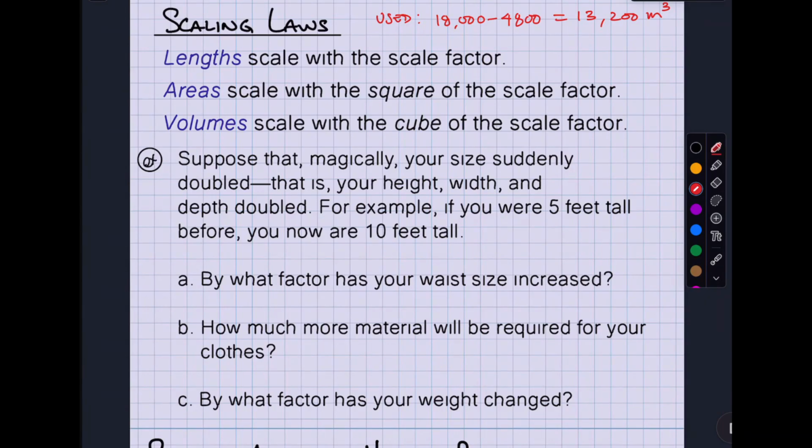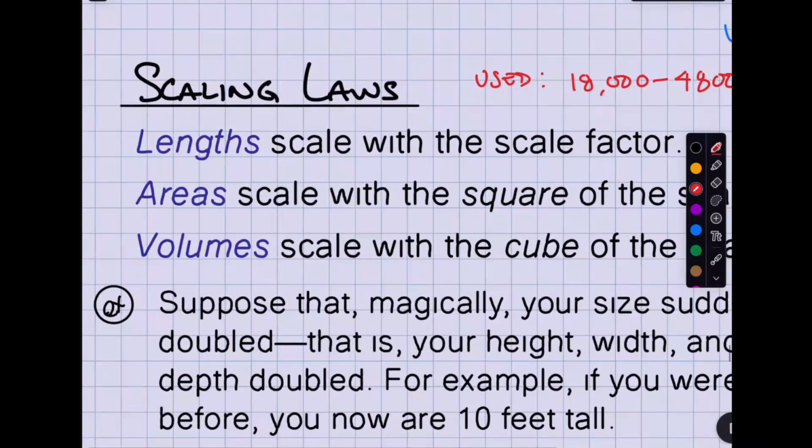So here's the thing. Length scales with the scale factor. So if it's length, then the scale factor was double, so my length would double. If I'm talking about area, that's going to be the square of the scale factor. So my scale factor was double, so that means my area would quadruple, 2 squared. Volume scales with the cube of the scale factor. My scale factor is 2, so cubed that will be 2 times 2 times 2, which is 8 times. Right?